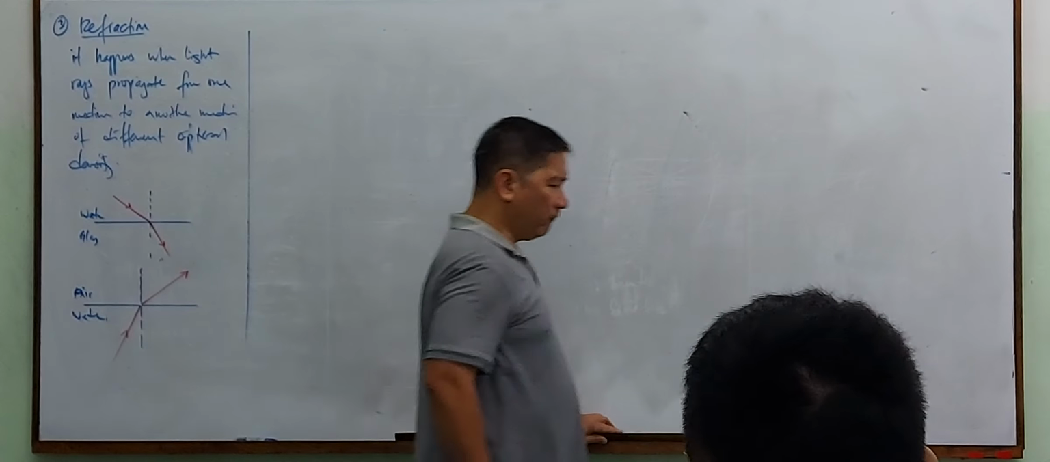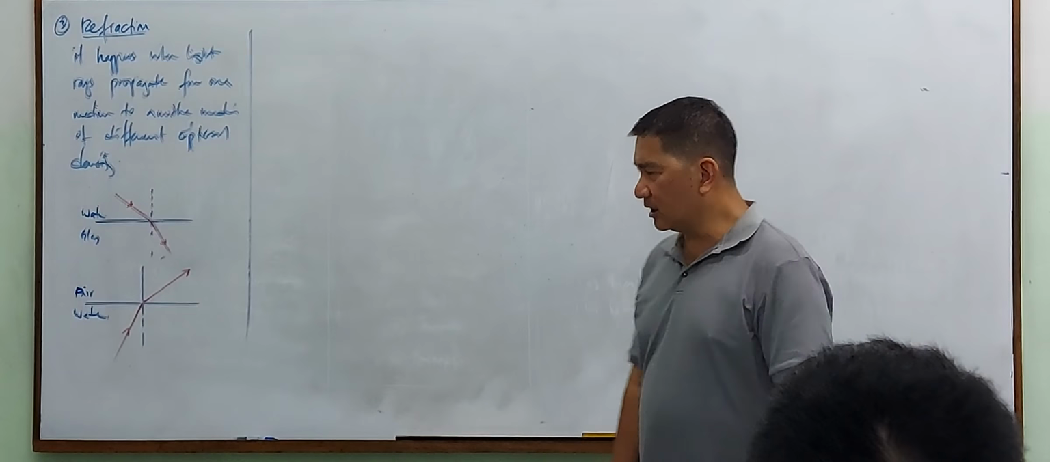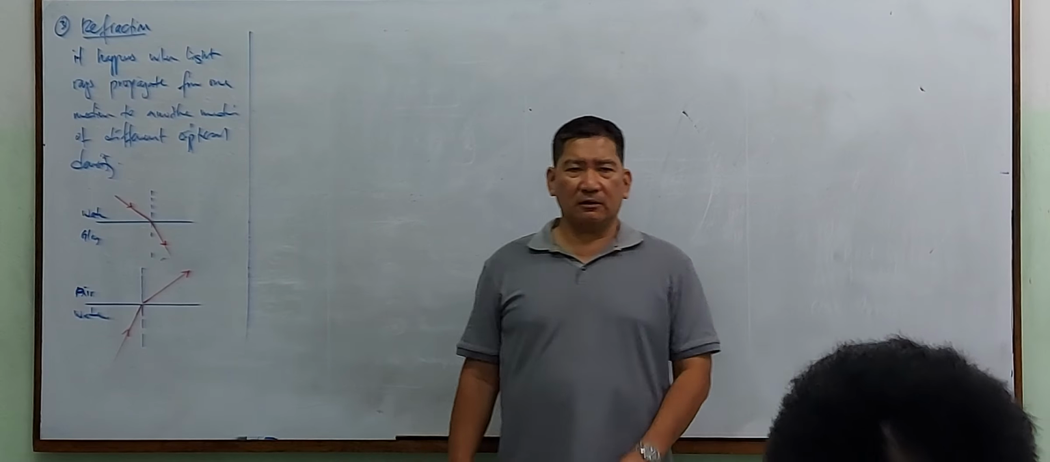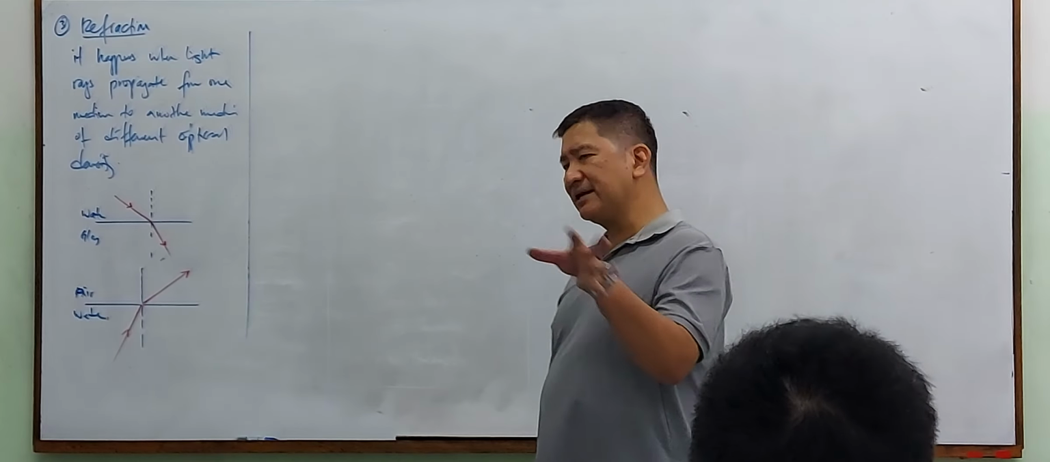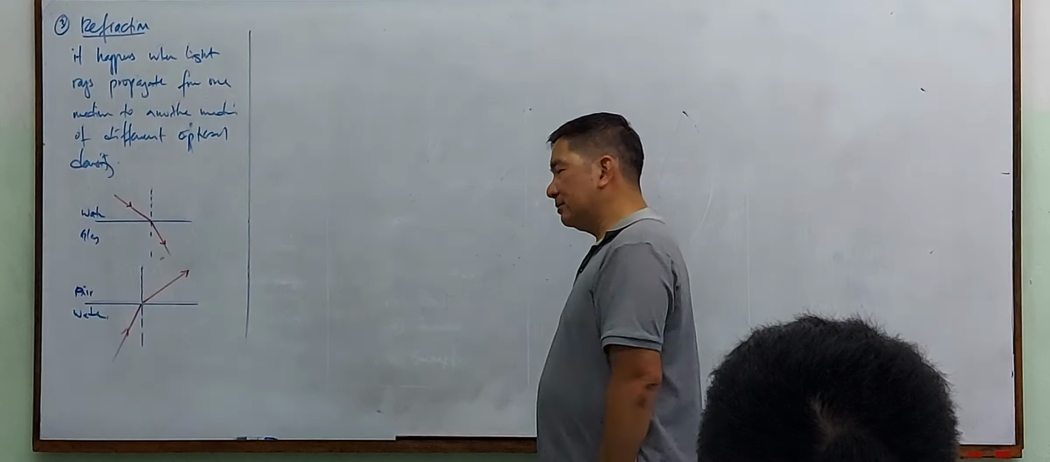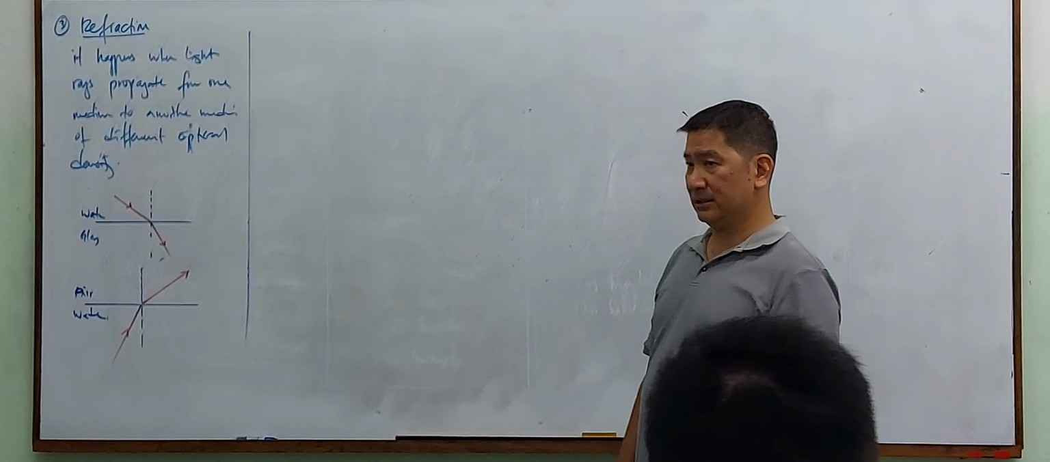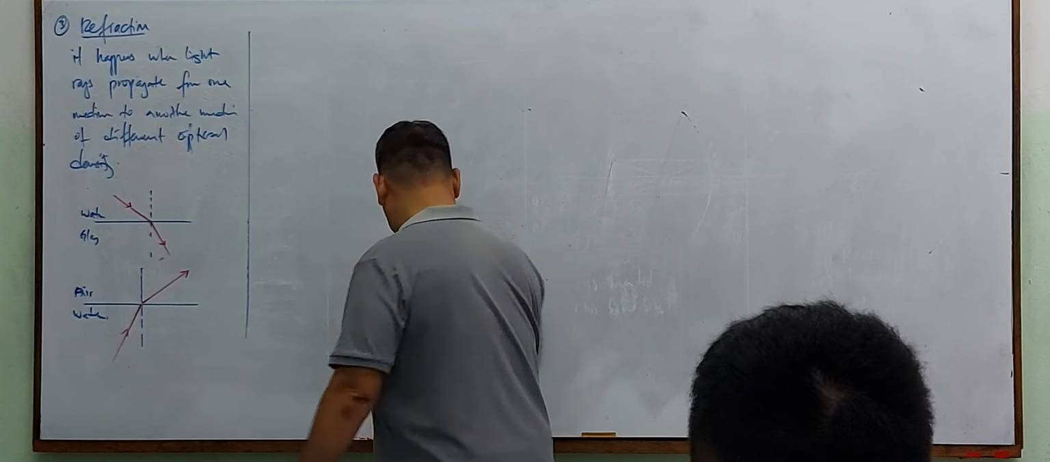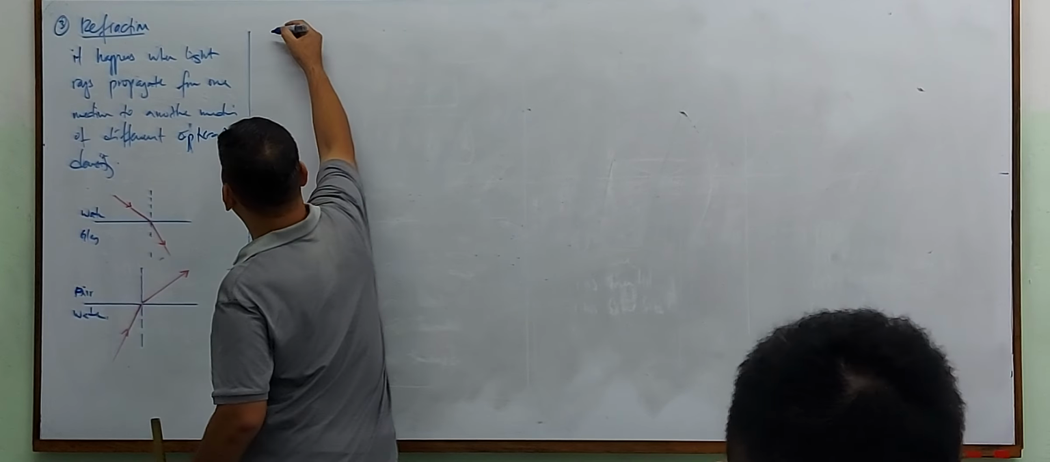In Form 5, the formula you use for refraction, which is called Snell's law, you actually use it only for the condition from less dense to denser. From denser to less dense, you cannot use the equation that you learned last time. So now we're going to learn a more general concept about refraction. Now is Snell's law.